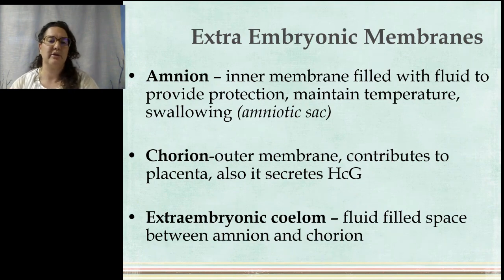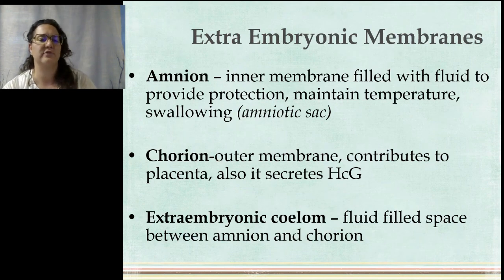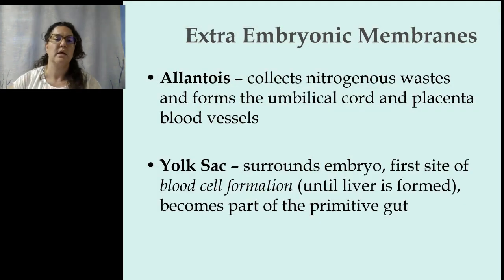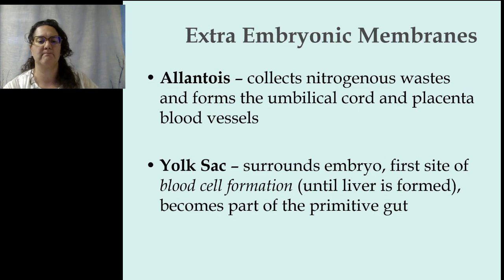The amnion is the inner membrane filled with fluid to provide protection and maintain temperature. And this would be the amniotic sac filled with amniotic fluid. The chorion, which is the outer membrane, contributes to the placenta. This is also where HCG is secreted from. There is an extra amniotic coelom, which is a space between the amnion and the chorion. The allantois will collect nitrogenous wastes and forms the umbilical cord and the placental blood vessels. And the yolk sac surrounds the embryo, and it becomes part of the primitive gut.